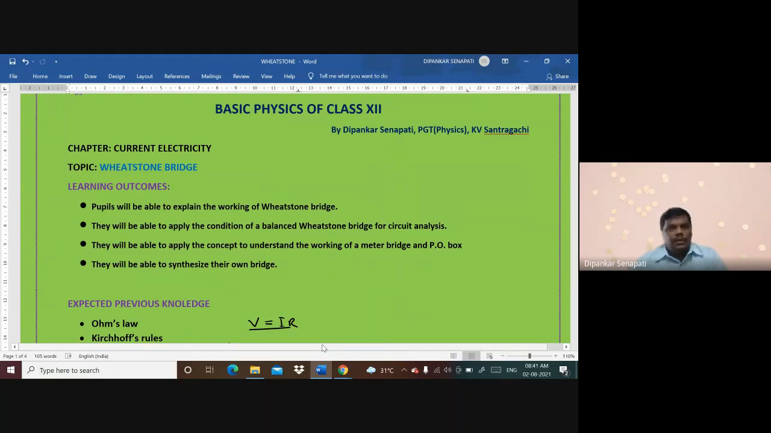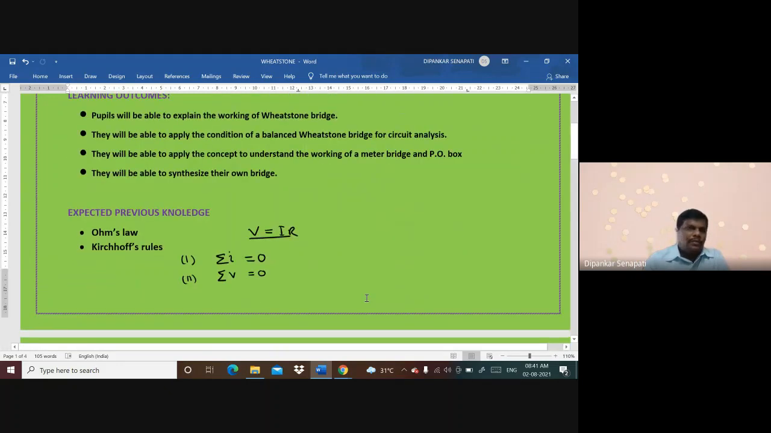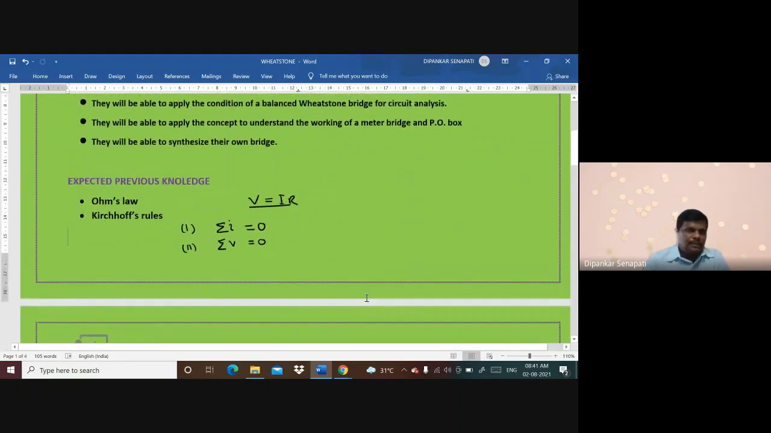You will be able to apply the conditions of a balanced Wheatstone Bridge for circuit analysis. You will be able to apply the concept to understand the working of a meter bridge and a PO box, etc. And you will be able to synthesize your own bridge. That is, you can prepare your own bridge for the measurement of resistance.